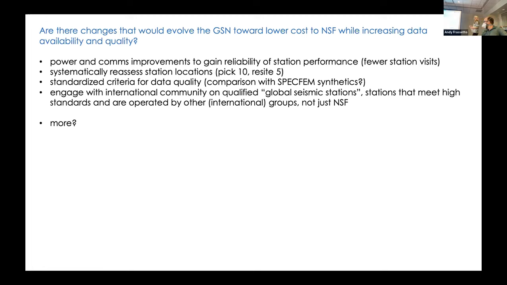So yeah, and a lot of the station issues, because the sensors have recently been upgraded, my understanding is that most of the data availability issues that we're experiencing in the last couple of years are actually related to issues of power or communications and not so much the sensors themselves. So there's opportunity there to make those stations more resilient.